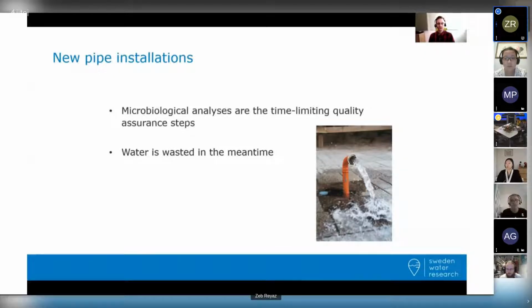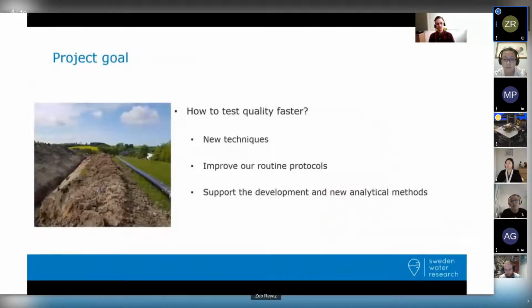During the period in which HPC results are awaited, the pipe is continuously flushed with drinking water. This water, unfortunately, goes to waste. One of our project goals is to be able to do our quality analysis of pipe installations faster. How can we do that? Well, there are new techniques available to us that could be used to speed up the quality measuring process. These methods can either directly yield faster results or increase our understanding of how the microbiology of new pipe installations works, so that we can improve our routine protocols and speed up the process.